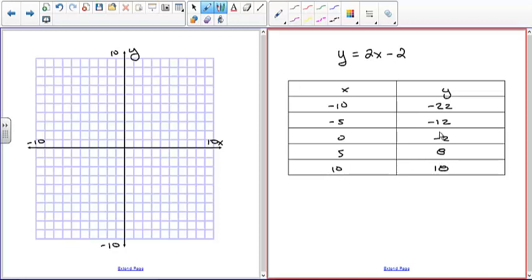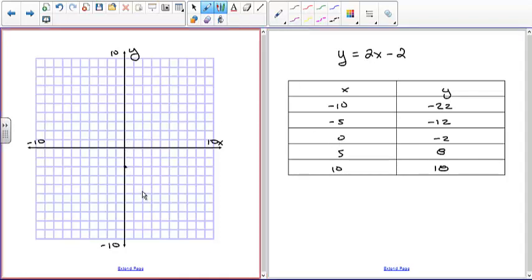Now, if I went to plot those points, I found out that except for 2 of them, they're outside of the window. So the ones that are inside the window would be 0, -2, which would be this point, and 5, 8. So 1, 2, 3, 4, 5, 8 would be up here. And so that actually would be sufficient to draw a curve.